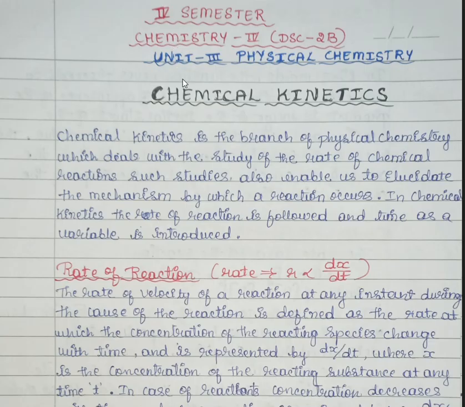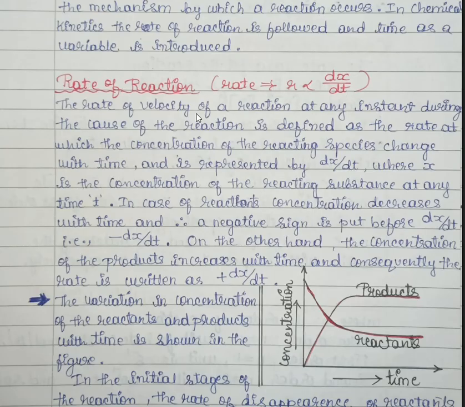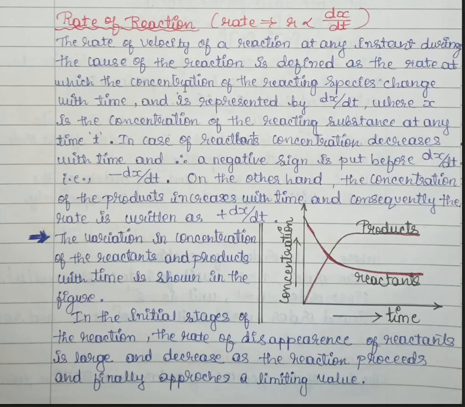Today we are going to discuss a topic called chemical kinetics, which comes under the 4th semester SEP syllabus, complete chemical kinetics. So chemical kinetics is a branch of physical chemistry which deals with the study of rate of chemical reactions with respect to time. So first we will discuss the definition of rate of reaction.